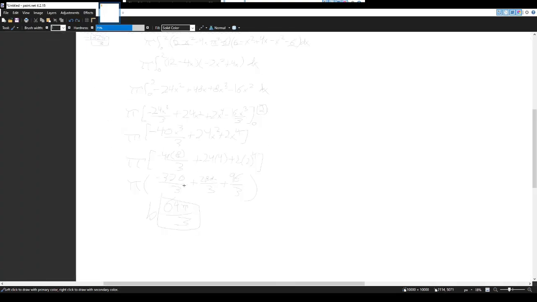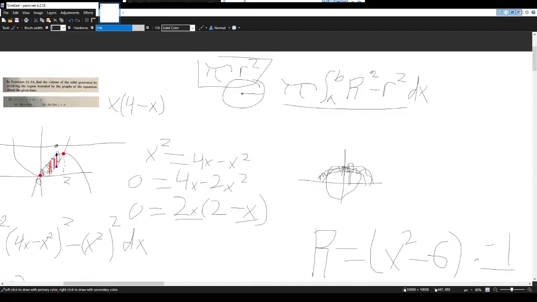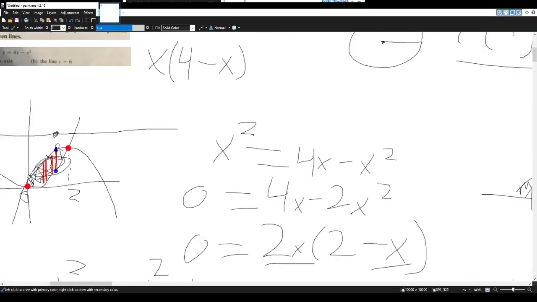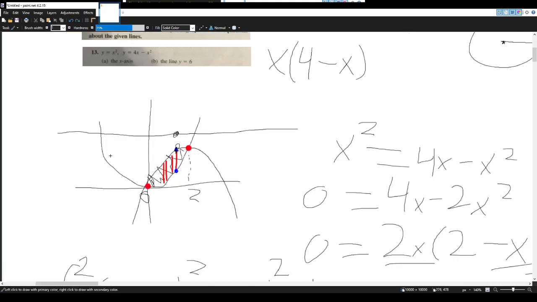So what was this again? This is the solid when you rotate this area around the line y equals 6.